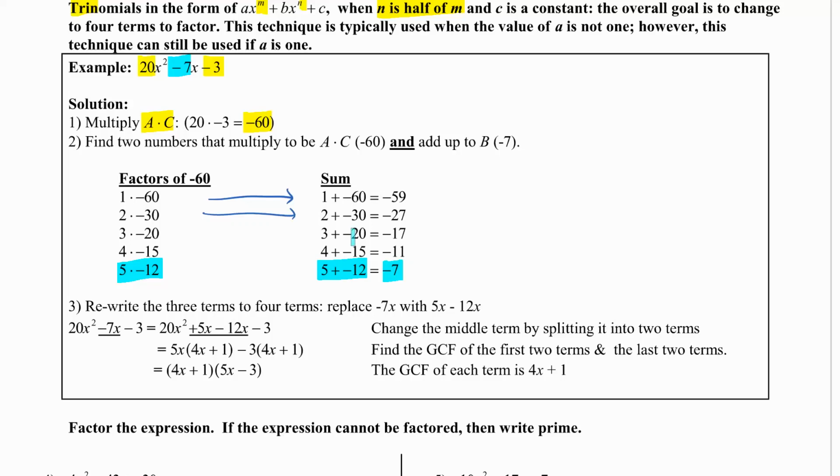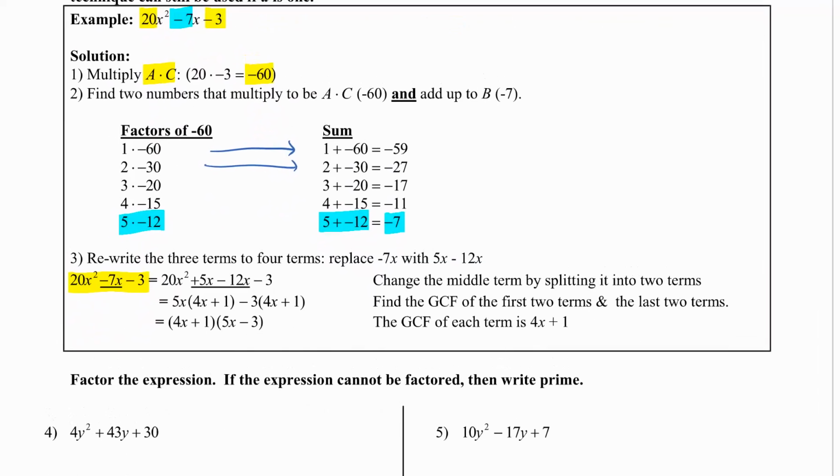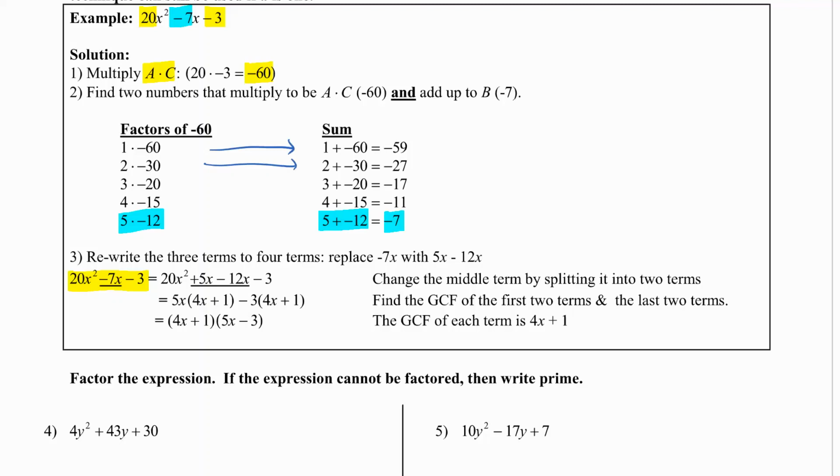Once we have those 2 numbers, we're going to change the problem. So what we were given is right there, and we're going to change it using those 2 numbers and changing the middle term. So that negative 7x, we're going to change that to 5x minus 12x. And certainly if we went backwards, you can see that that's true. 5x minus 12x is negative 7x. So we're not changing the value, we're just rewriting it a different way.